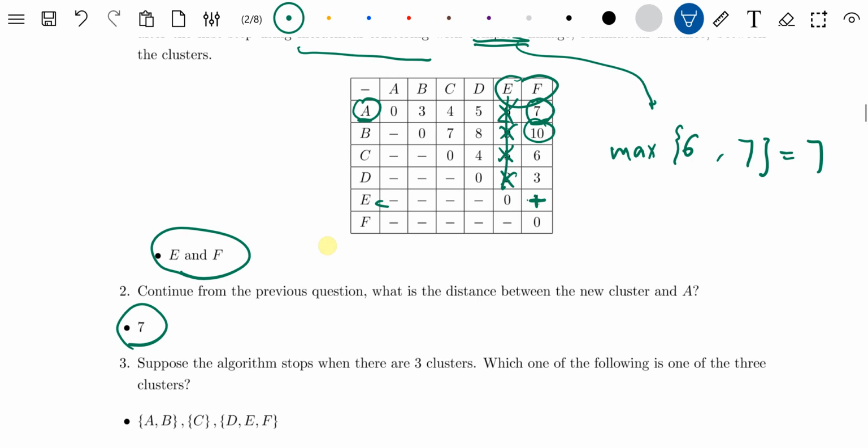Then we find the minimum distance now. So there is 3 and there's 3, so you can combine either, but also you can combine them at the same time. So this 3 corresponds to A and B, so AB is combined. And this 3 corresponds to D and the EF combined cluster, so DEF is combined, so the only remaining one is C.